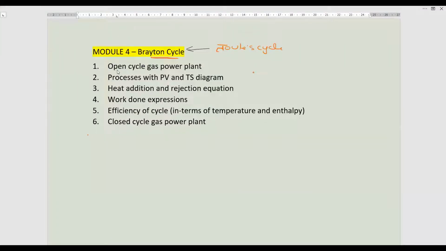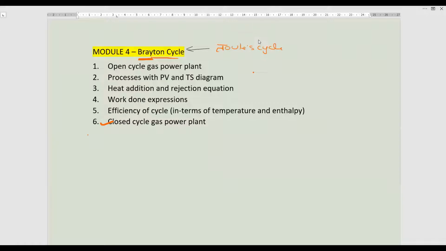So the contents in today's topics are: first, we'll understand what is an open cycle gas power plant. And all gas power plants work on the principle of Brayton cycle. So open cycle gas power plant. There is one more, closed cycle gas power plant. We'll also understand the difference between these two in the next classes.